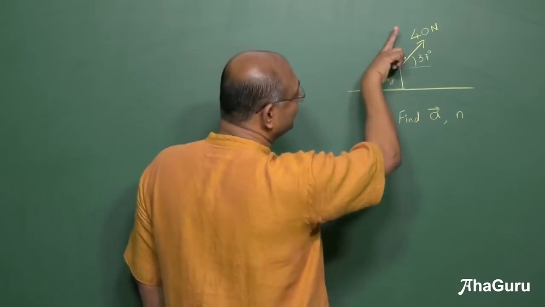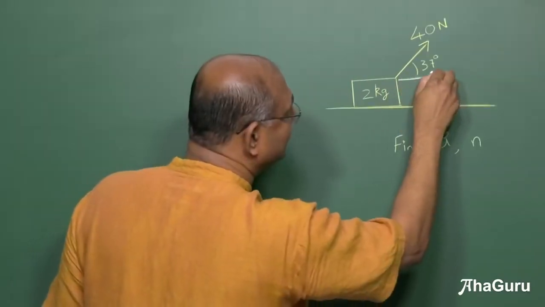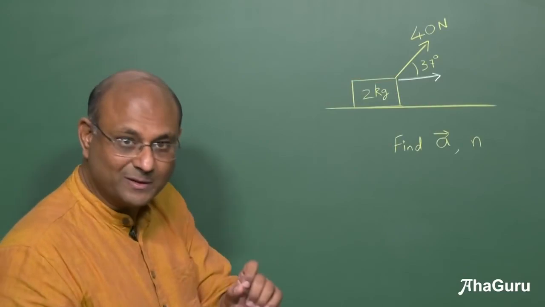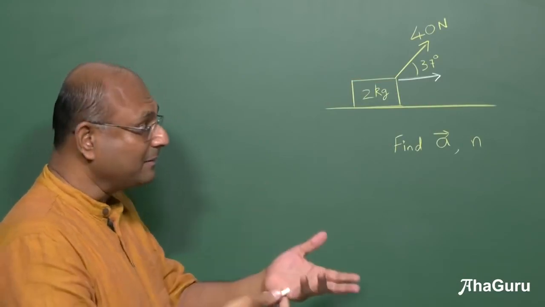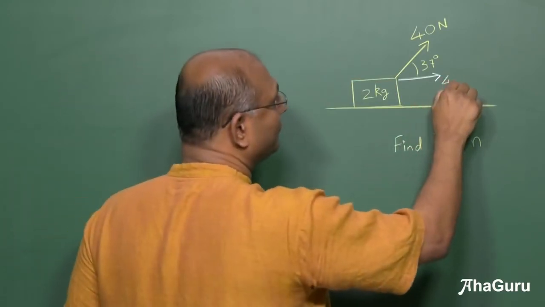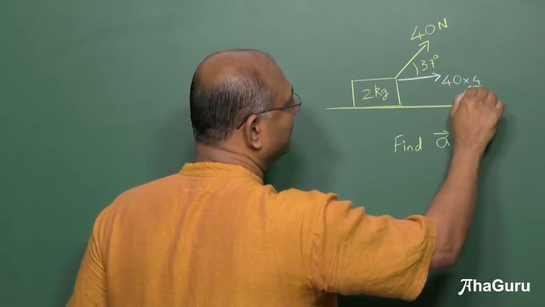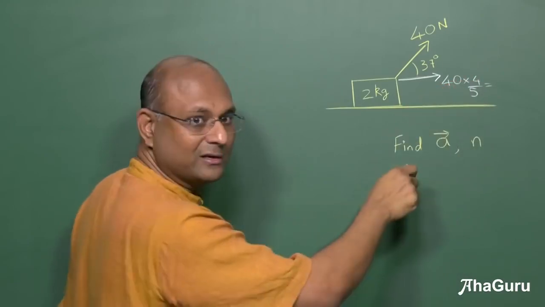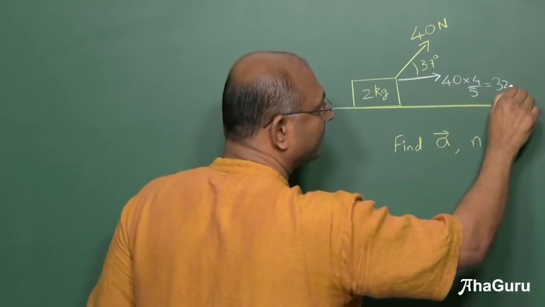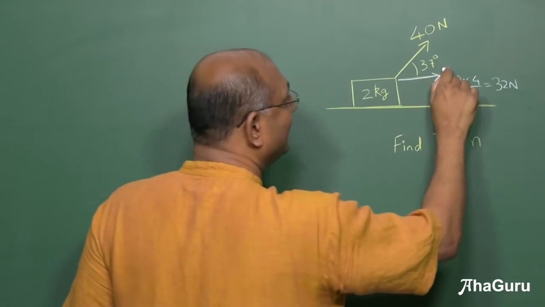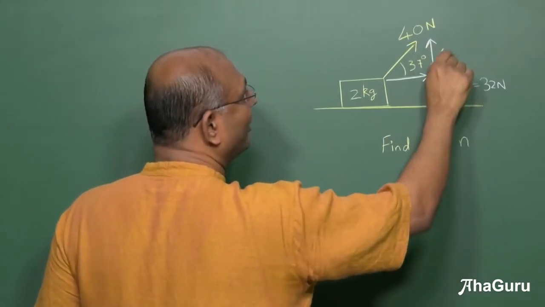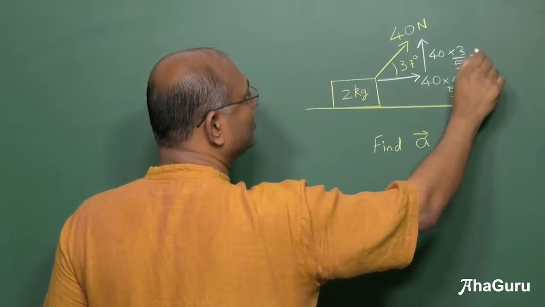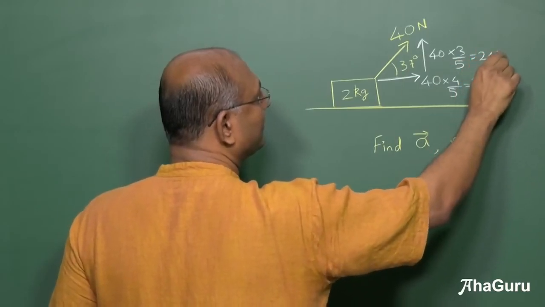But if it is 40 newtons, 40 cos 37. So first job, resolve: 40 cos 37. Cos 37 is how much? Sin 37 is 3 by 5, cos 37 is 4 by 5. So 40 into 4 by 5. This is going to give me 8 into 4, 32 newtons. And then this component is 40 into 3 by 5. So that is 8 into 3, 24.